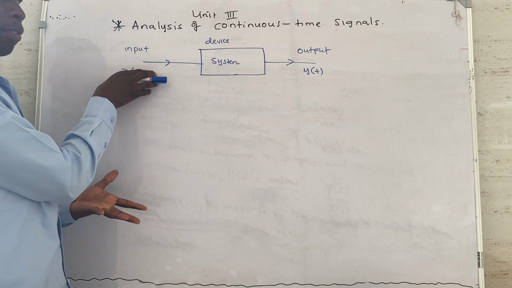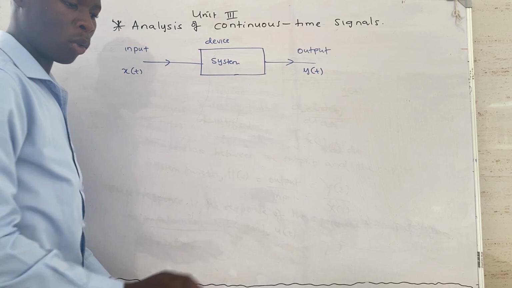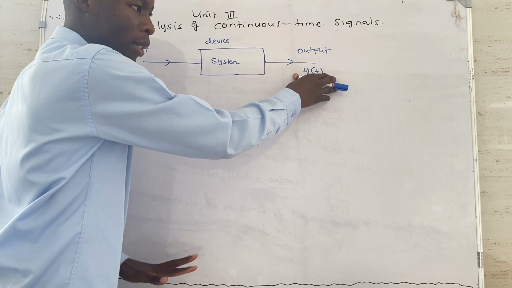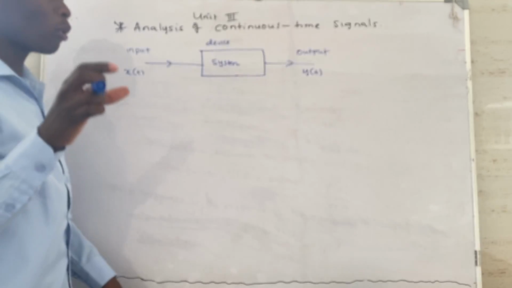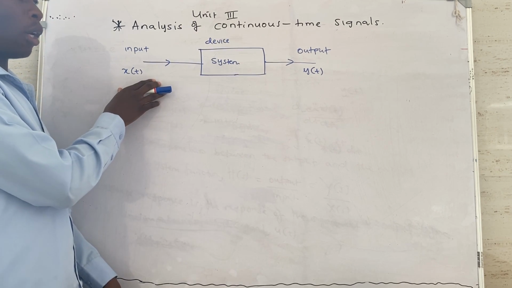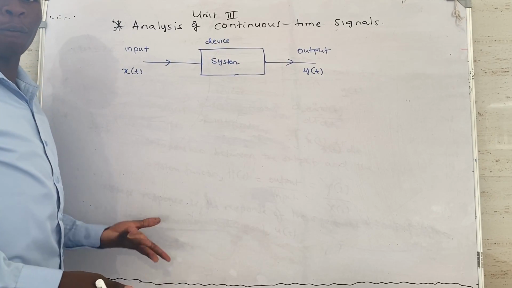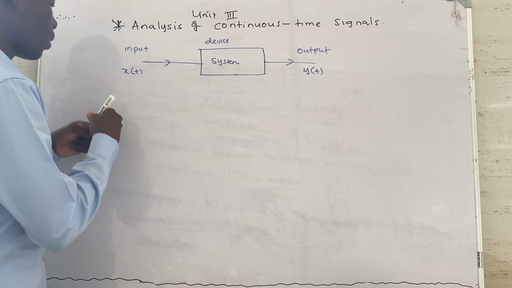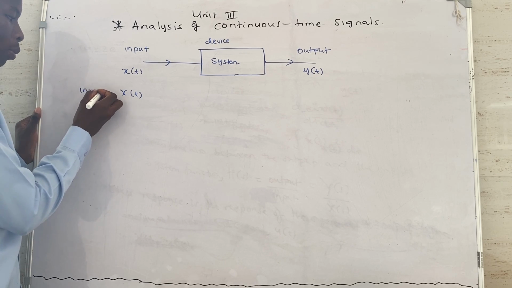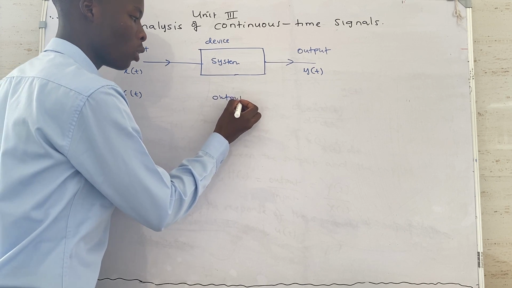Suppose x of t is given, which is the input, and y of t is given, which is the output. If the input and the output are given, you should be able to tell the effect of this system on the input, the operations of this system. For example, let's say x of t is given as the input, and the output is also given.